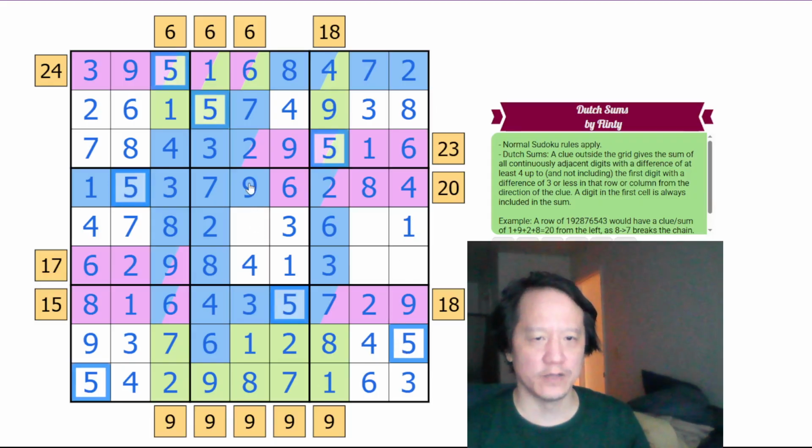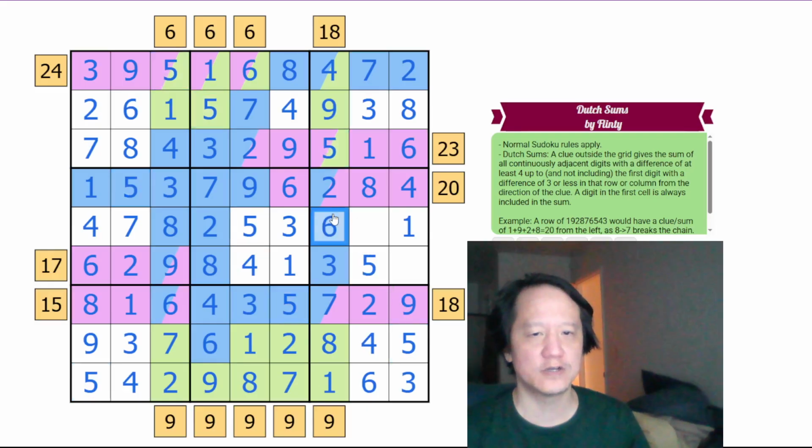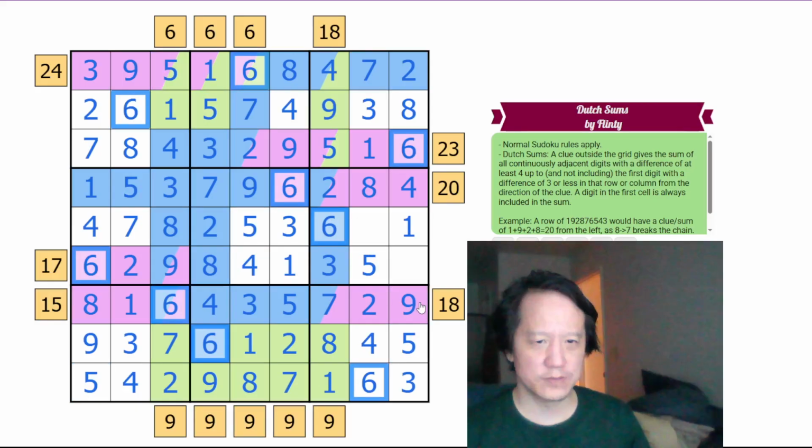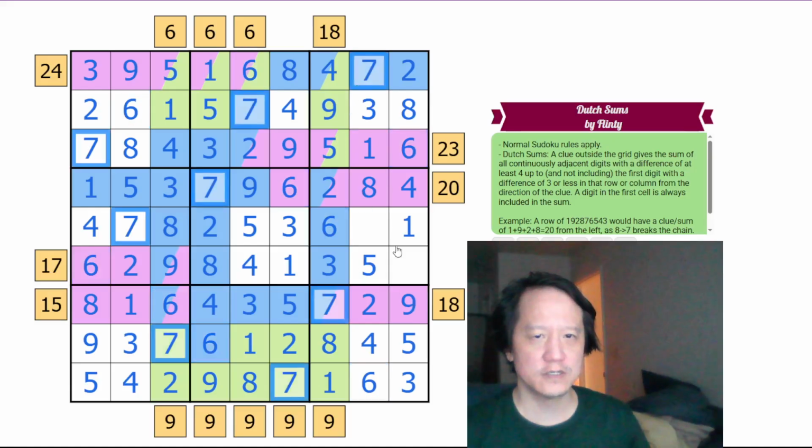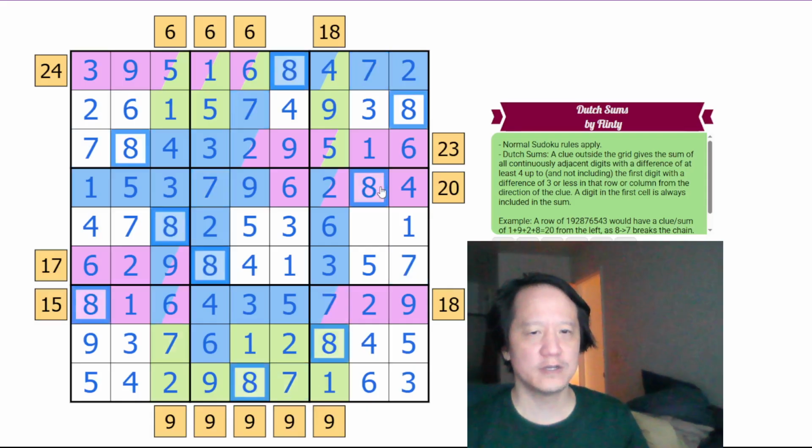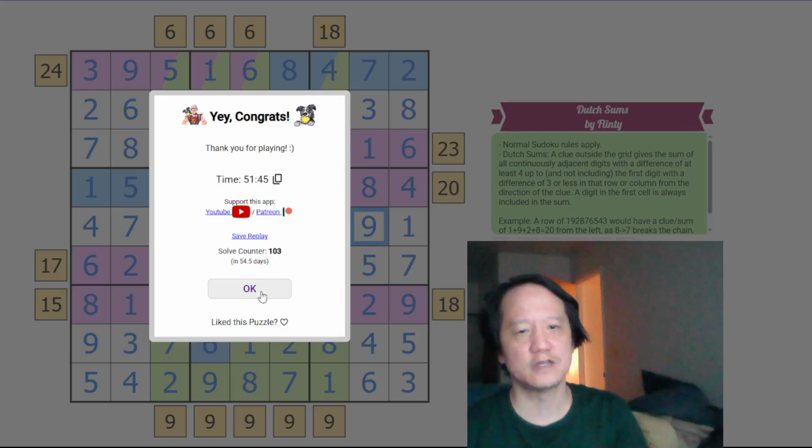5 in column 5 has to be here because that's the last digit. And we have 8 5s now, so that means the last 5 is there. We have all the 6s. 8 7s means this has to be 7. This is 8, and this is 9.